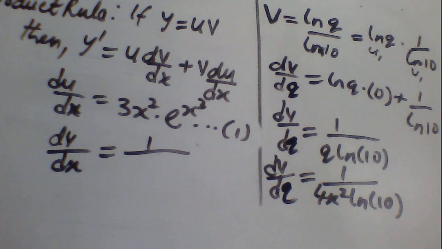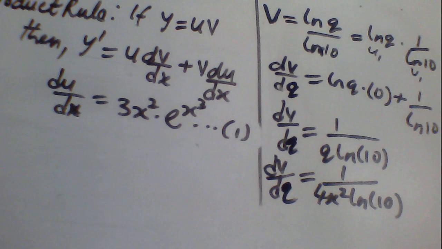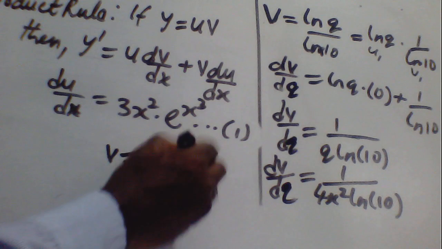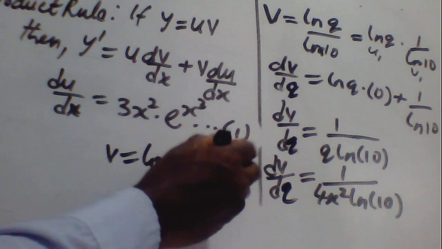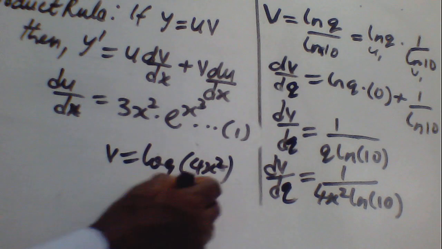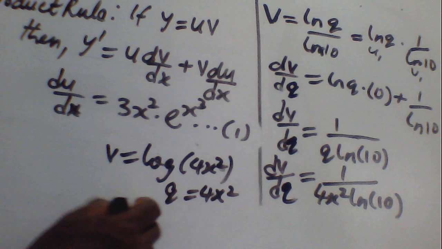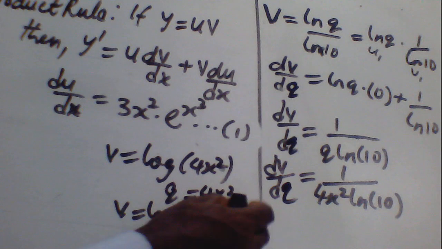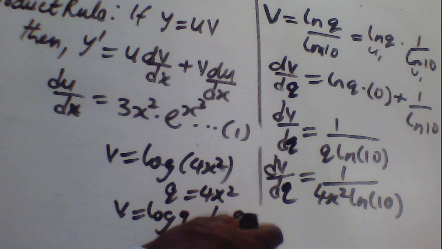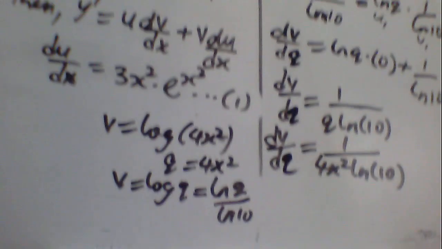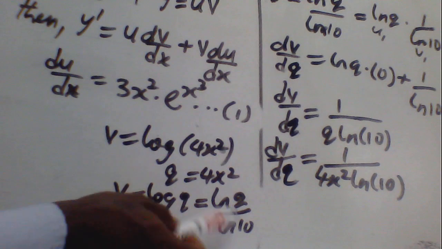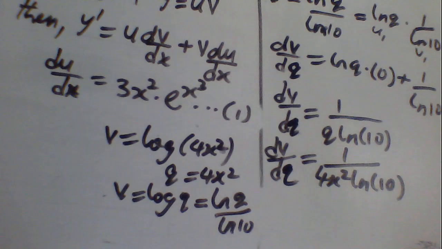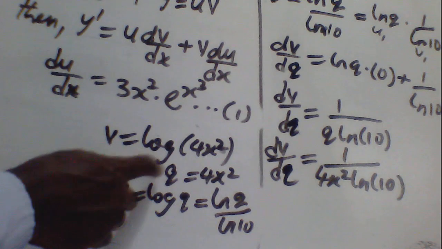Because I hope you are seeing it. From the original function, we say that v is equals to log what? 4s squared. And we say that let q be equals to 4s squared, so that v is equals to log what? Log q. And we arrive at what? Ln q over ln 10. Remember? So v is equals to ln q over ln 10. So we solve for dv dq and arrive at this. Is it not? So we have to differentiate q with respect to x.